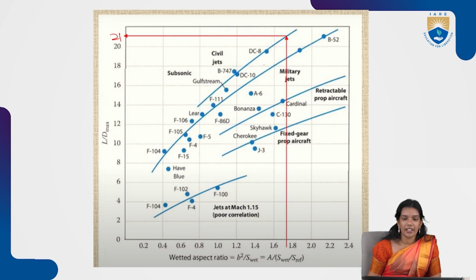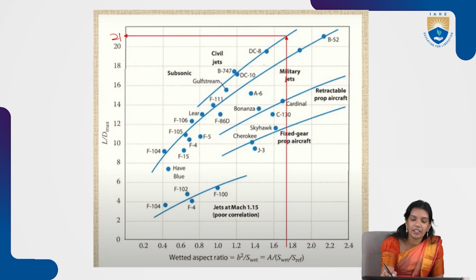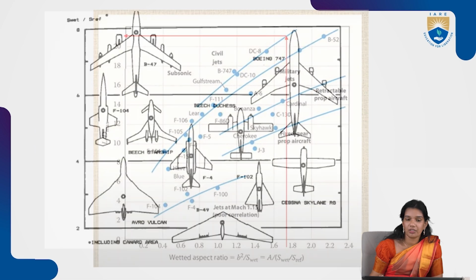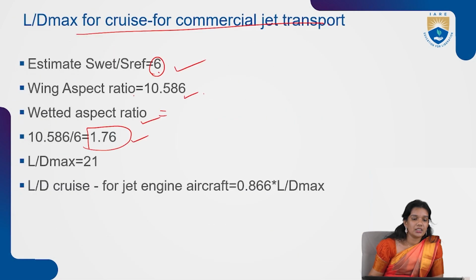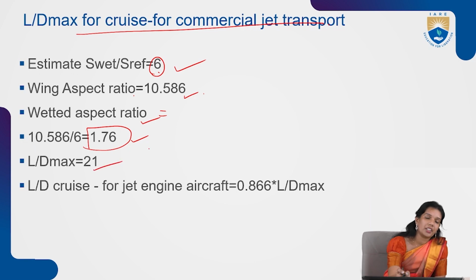As such, you can take any of it. If it is given, you are going to get an attained value of 2.1 or whatever. So I draw a line straight, and whatever my aircraft is, I go and draw to it and take the value of L by D max. If it is a military jet, Gulfstream, or whatever it is, first I calculate the weighted aspect ratio, then from there I get my L by D max. In order to get the weighted aspect ratio, first I need to get my S weight by S ref. So we see that my L by D max is 21.